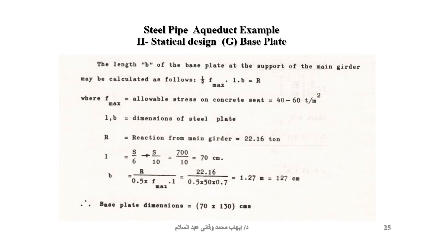It's equal half multiply Fx multiply L small multiply B. We have R, we have L, we have B. B, we can investigate it from the law. Okay, we arrive that B equals 127 centimeter. Base plate dimension 17 multiply 130 centimeter.